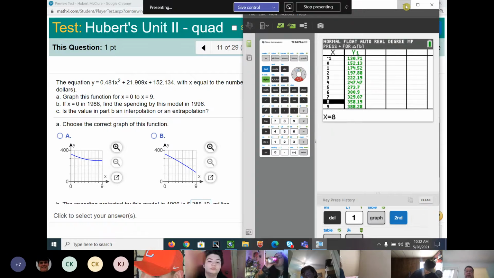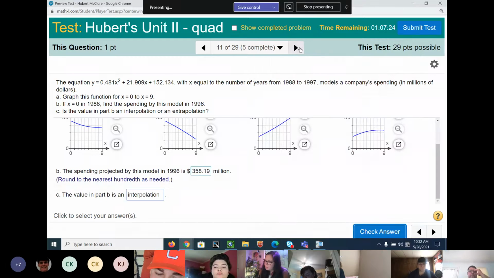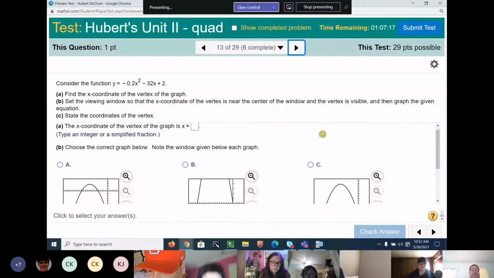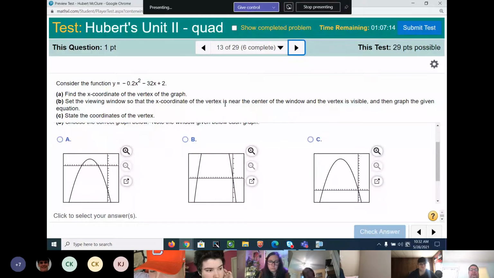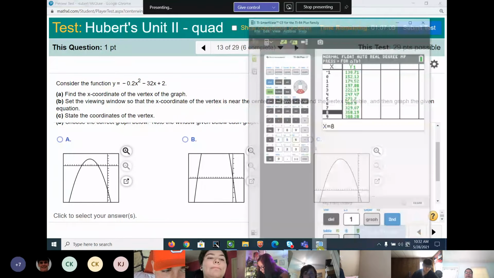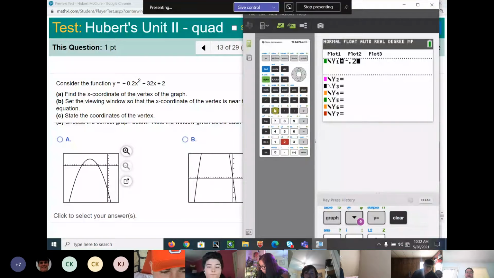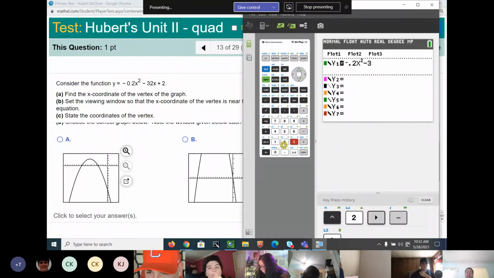Next. There's another one. That's the same type of question, but we'll go ahead and do it because it asked you for the vertex. So let's do it. Y is equal to, clear. It's best to hit clear first. Negative 0.2x squared minus 32x. This time, if I mess up typing something in, somebody please communicate, please.